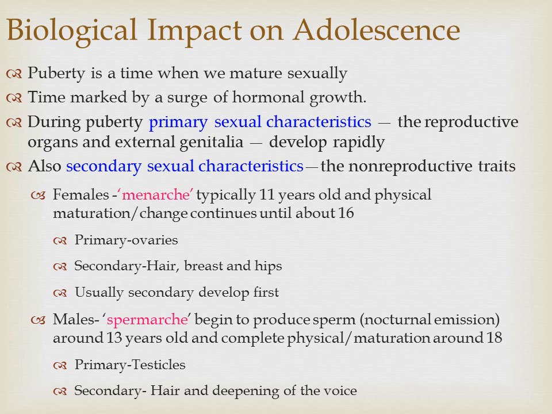Males, it's known as the spermarche, which begins to produce sperm. Sometimes there's a nocturnal emission, about 13 years old. And usually physical maturation occurs until about 18 years old. So you can see that there is a difference between boys and girls here. Usually boys are a little bit delayed by about 2 years. The primary sexual organs for a male is the testicles, and the secondary is hair, and then the deepening of voice.